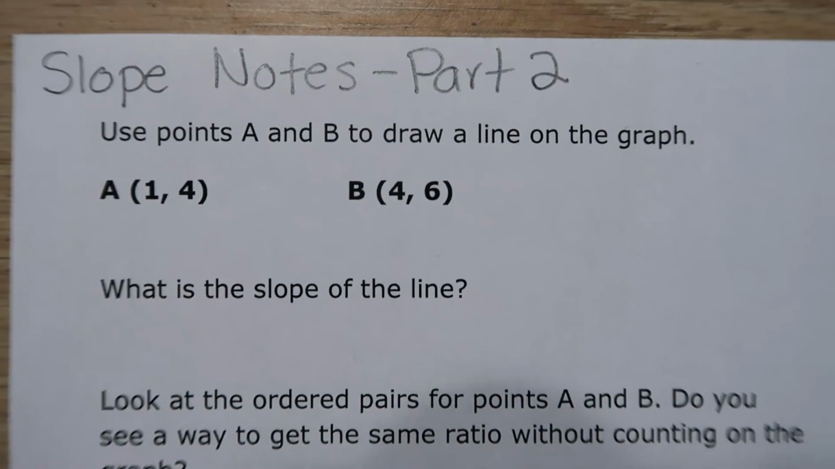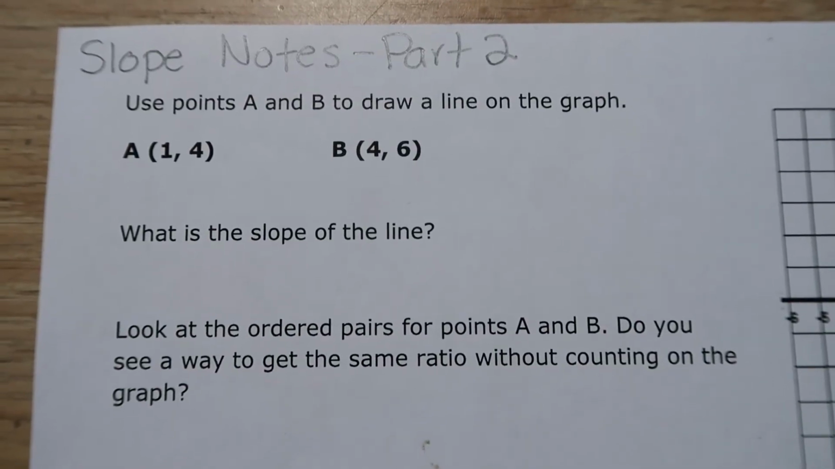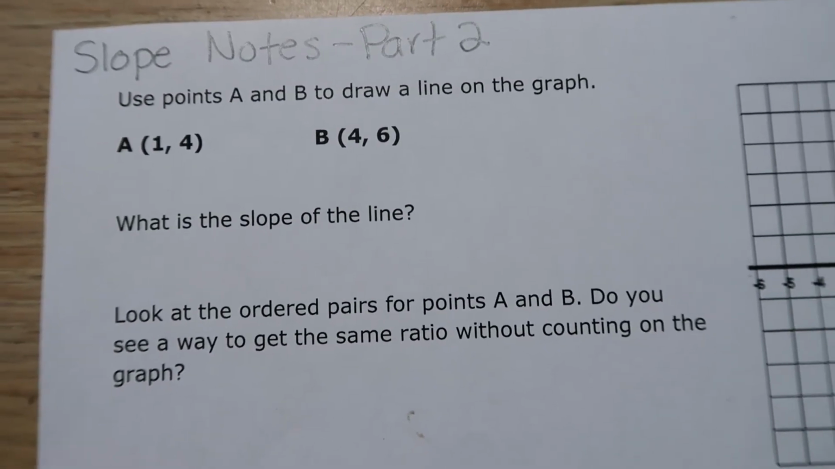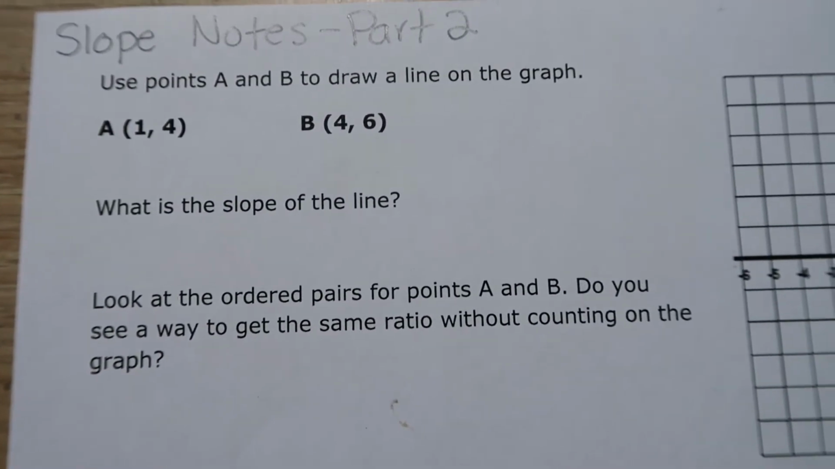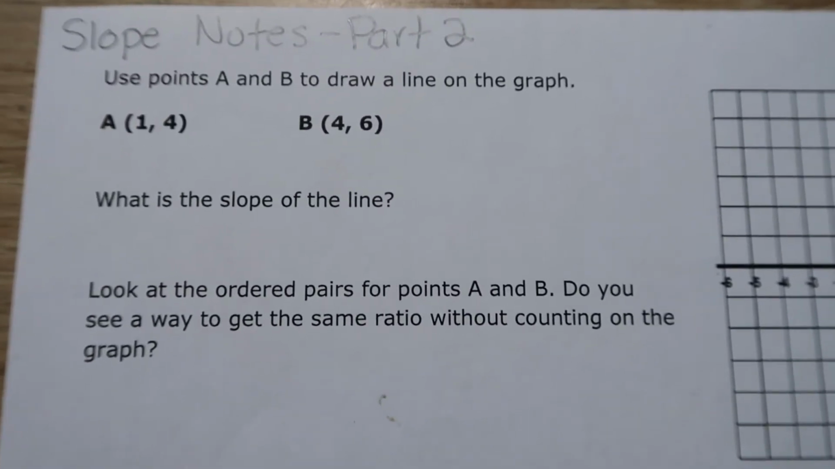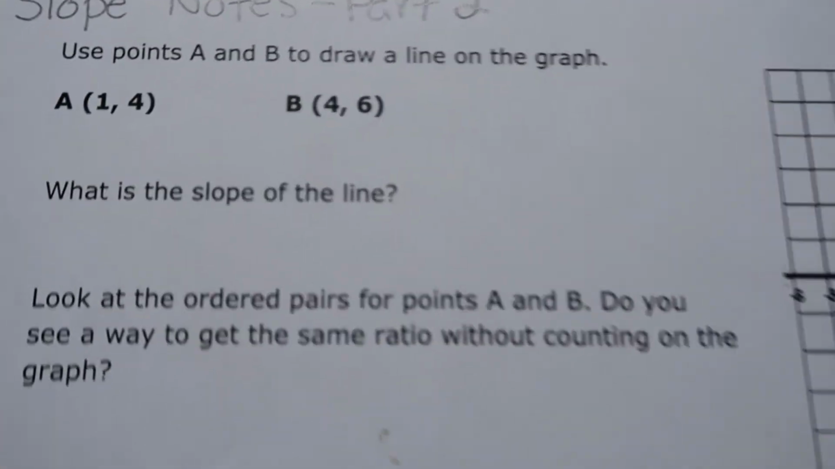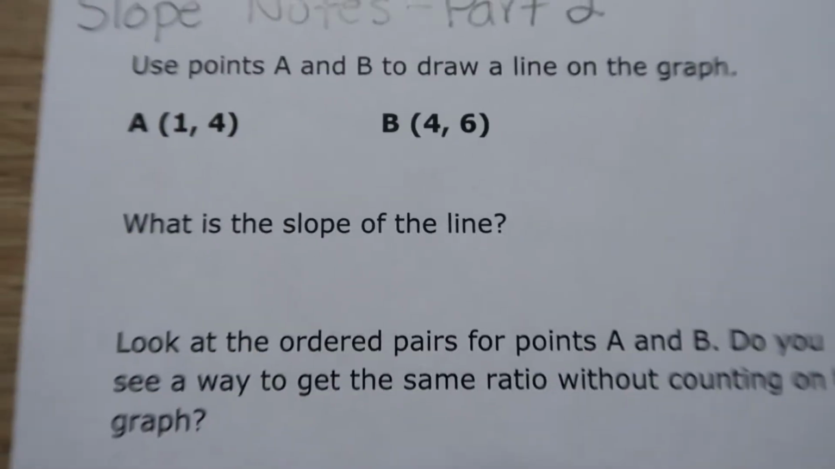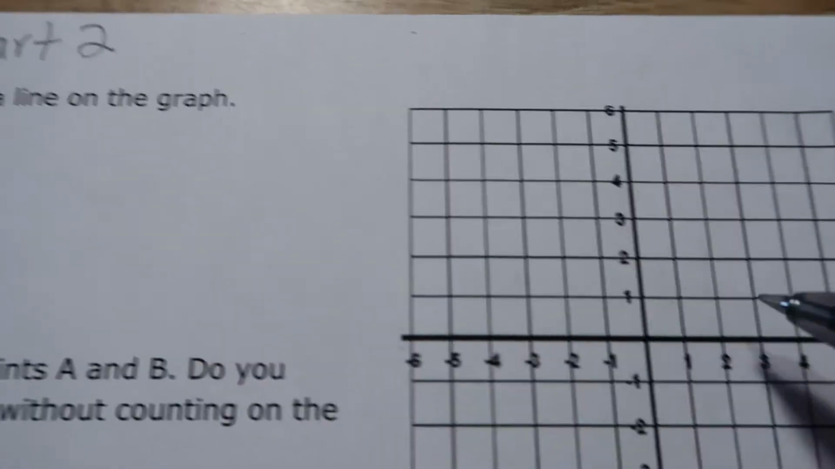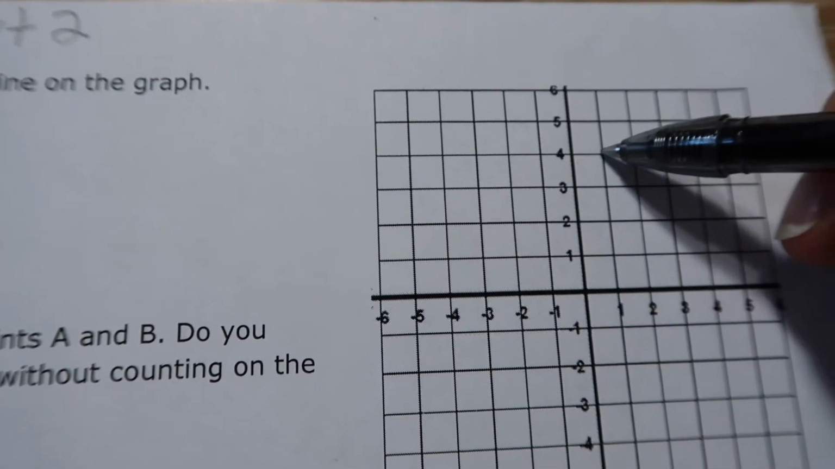Here we have the slope notes, part 2. Use point A and B to draw a line on the graph. So we have 2 points that we're gonna plot, and then it's asking what is the slope of the line. So let's use this coordinate plane and plot the point 1, 4. Okay, so 1, 4, 1 to the right is your x value, and then go up 4.